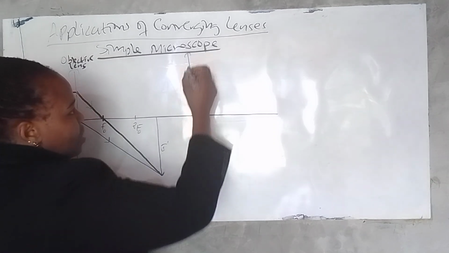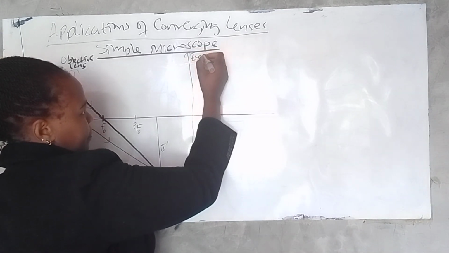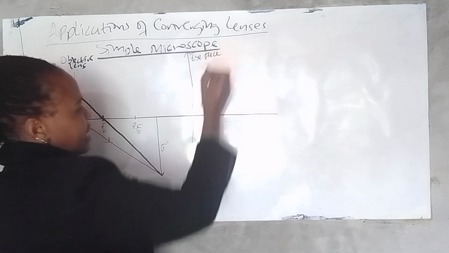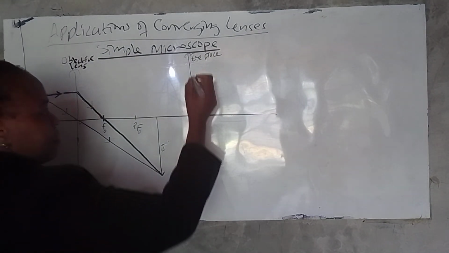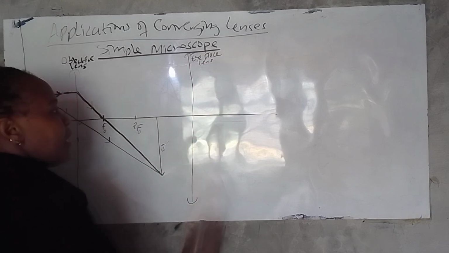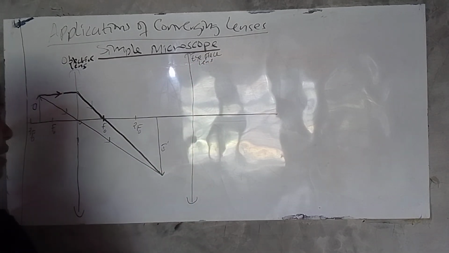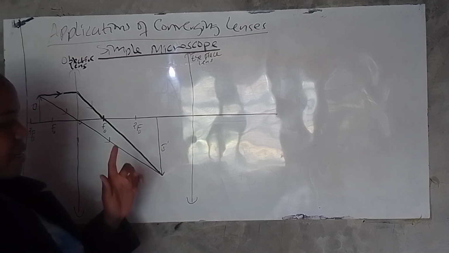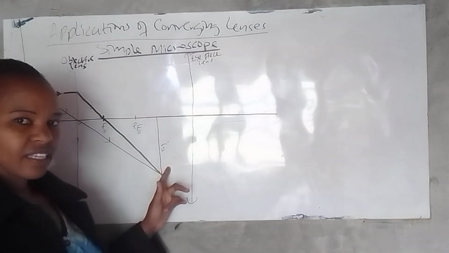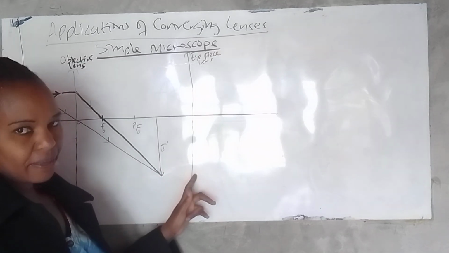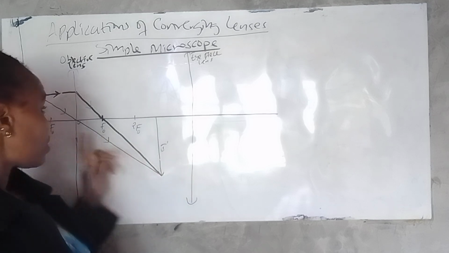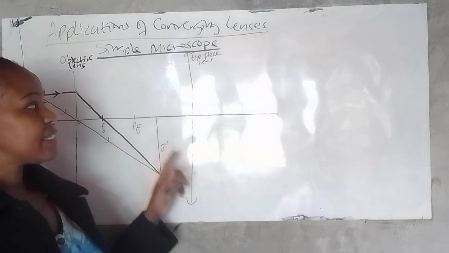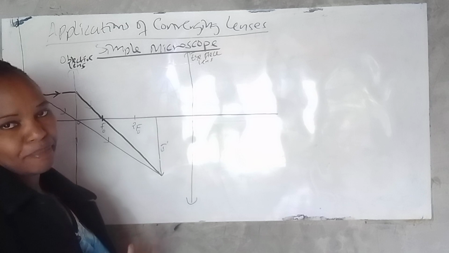Okay, and I call this the eyepiece. That's my eyepiece, okay? Eyepiece lens. Now this eyepiece lens I'm going to put in such a way that this image is the object to the eyepiece. Pay attention. This image, the image of the objective lens, is the object of my eyepiece.